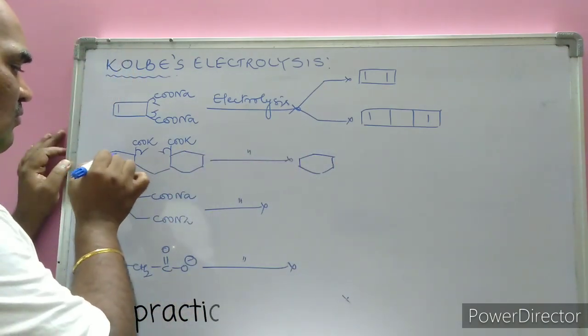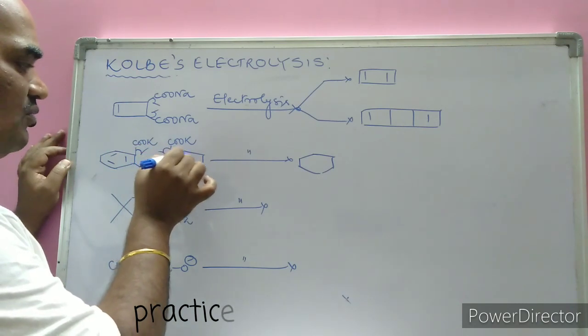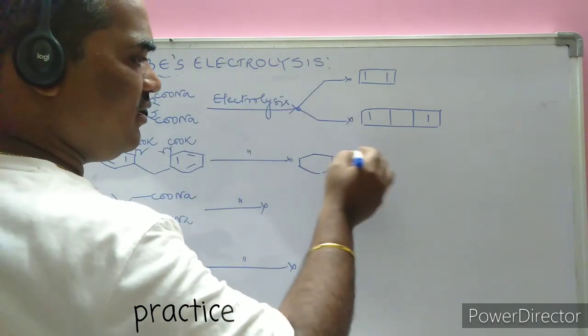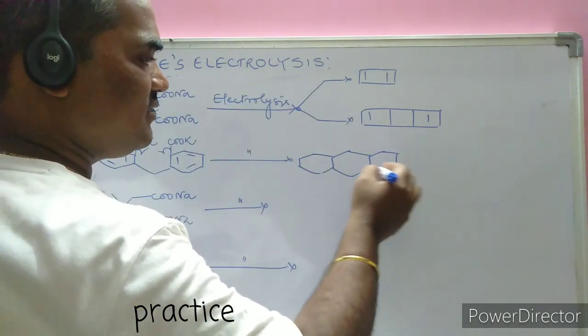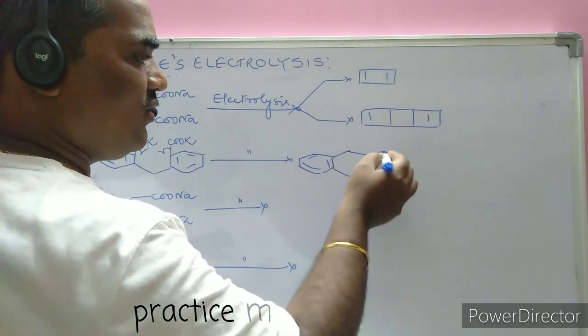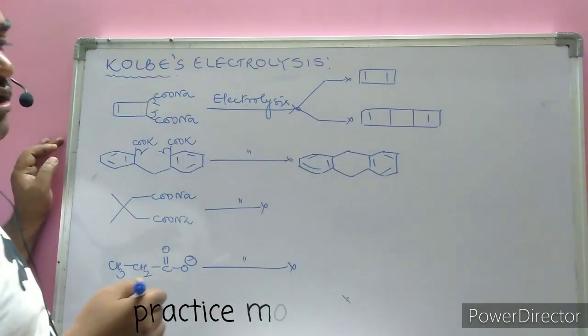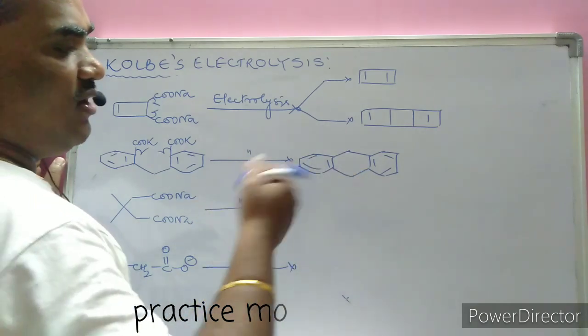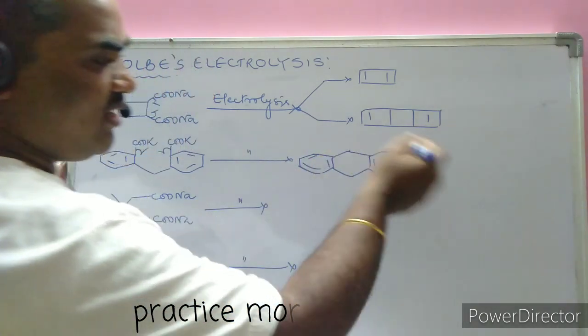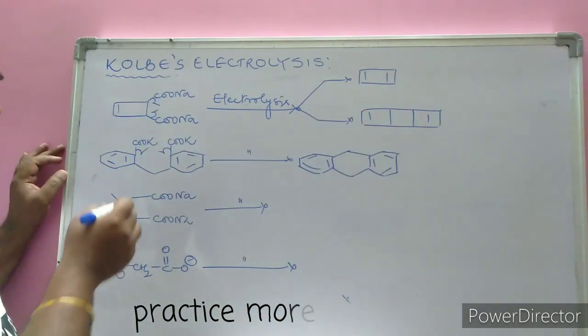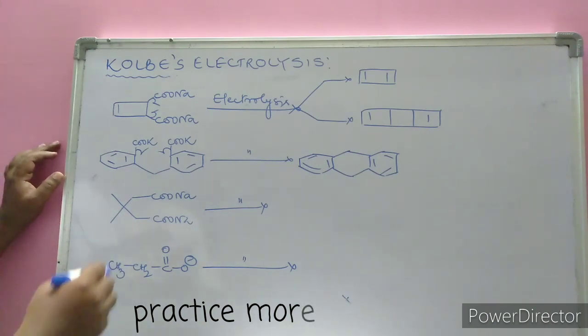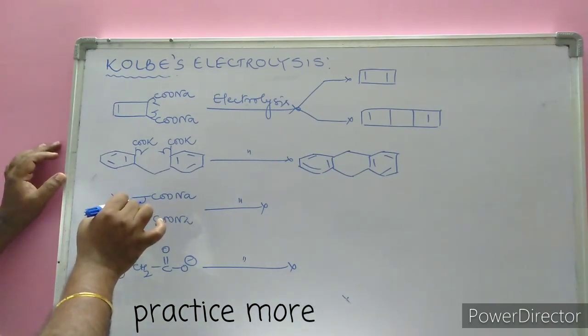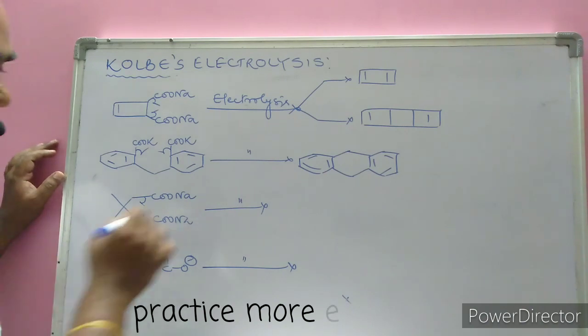Here is 1, 2, 3, and here also 1, 2, 3 is given, and the three-ring system is forming. Here we call it dihydroanthracene, which undergoes aromatization. It forms anthracene. It is a very important one.